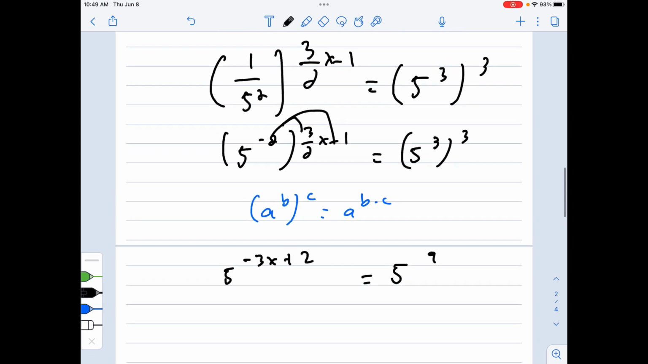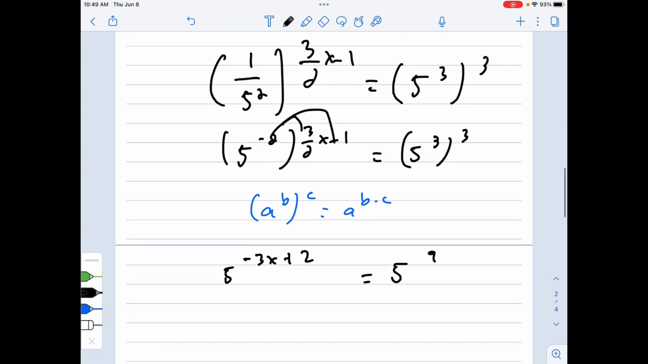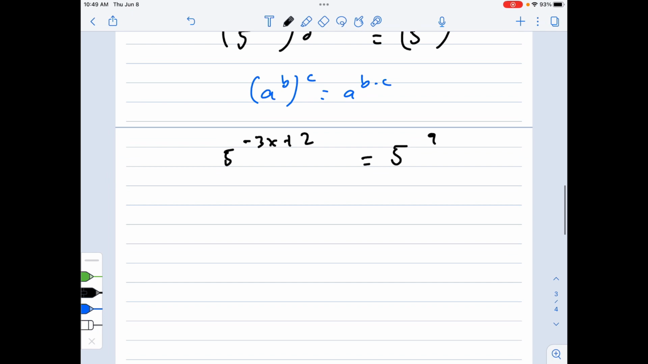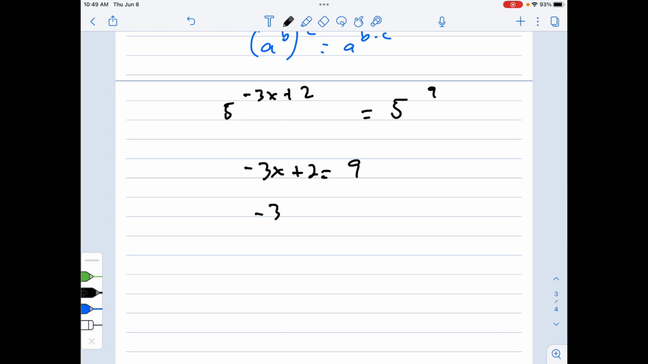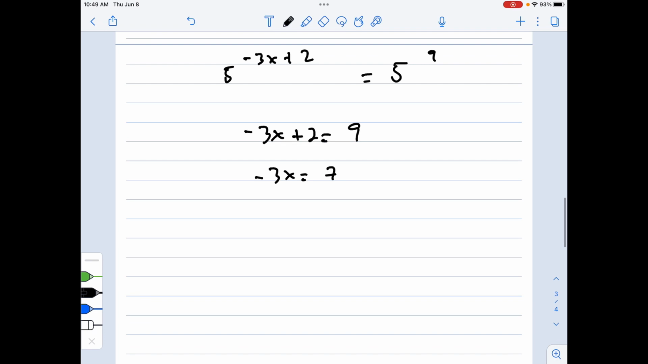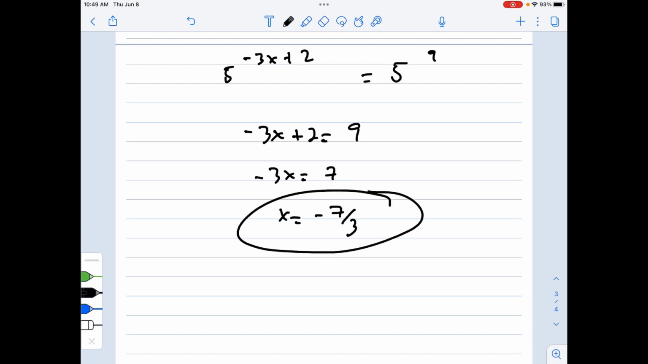Again, you distribute there, and again we set the powers equal to each other because the bases are the same, and we solve. 9 minus 2 is 7, and x equals minus 7 thirds. And that is our answer.